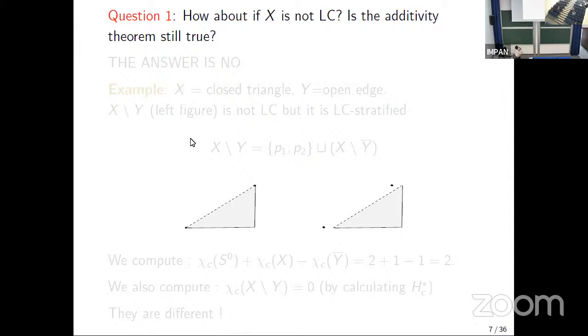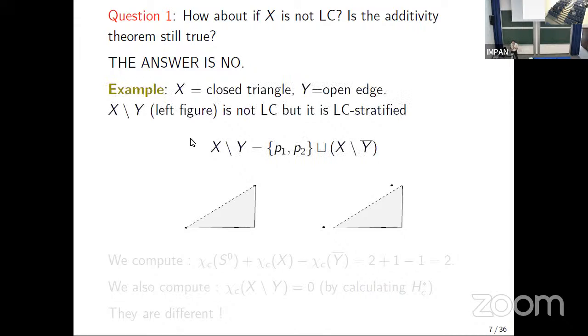Now comes something that I was not aware of, shocking. If X is not LC, is chi_c additive on the stratification? Obviously, the answer is going to be no. Otherwise, no objective to the talk. So the answer is no, and one should be a little careful. Look at the space I have, which is this triangle with these 2 points. It's a full triangle, and you remove this. So the part of the boundary that is in the complement is not closed. To be locally compact, the part of the boundary that is in the complement should be closed. That's not the case.